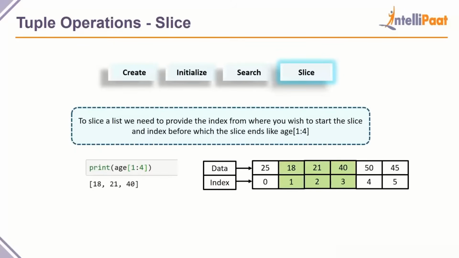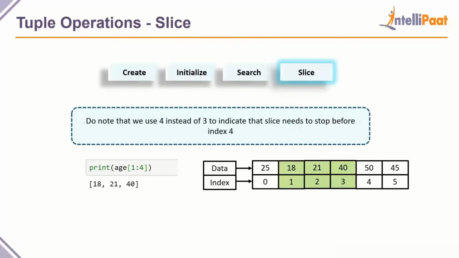So I want to end at 3. Right after 3 comes 4, so I type in 4. It is because the end is exclusive. It's important to notice that we have instructed Python to go from index 1 to 4, but it only goes to 3 because the ends are considered exclusive. This is something you need to take into account when you're writing the code.